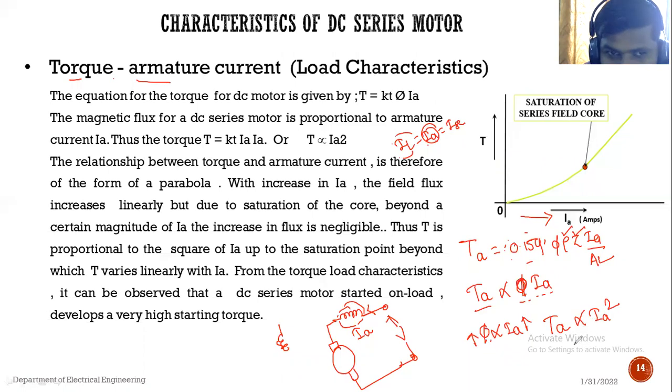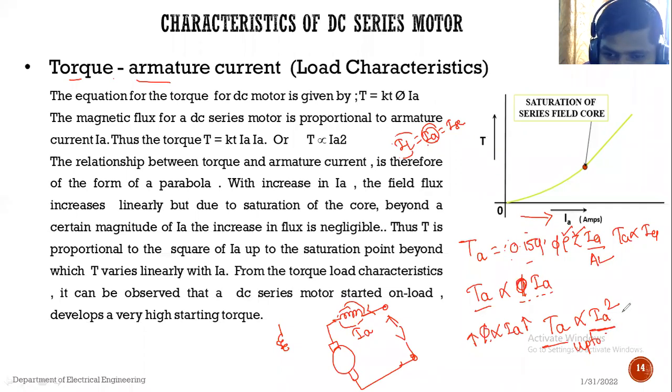See, this will happen up to the saturation point. After the saturation point, what will happen? The flux remains constant. So the torque equation will be TA is directly proportional to only IA, because phi remains constant. So after that, torque TA is directly proportional to IA. Before that, torque TA is directly proportional to IA square. So it gives one relation: torque TA is directly proportional to IA square.